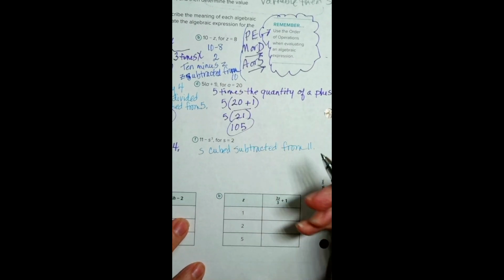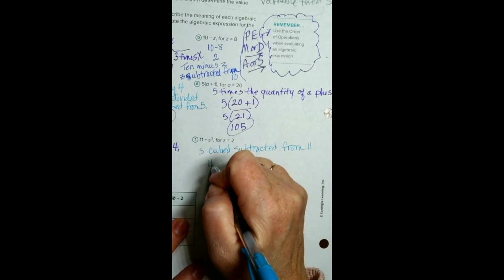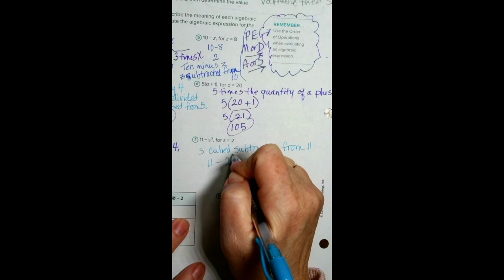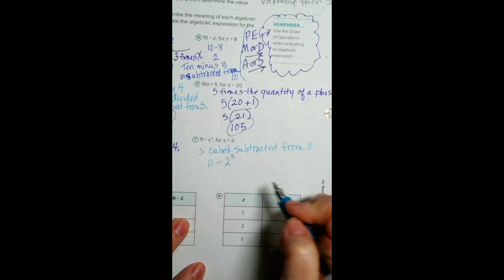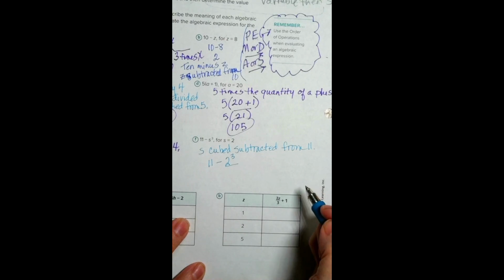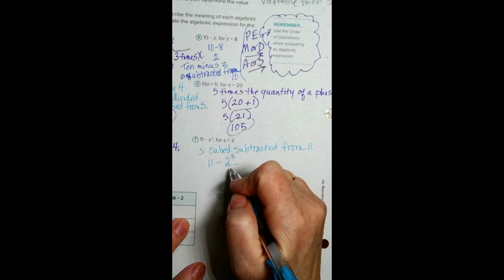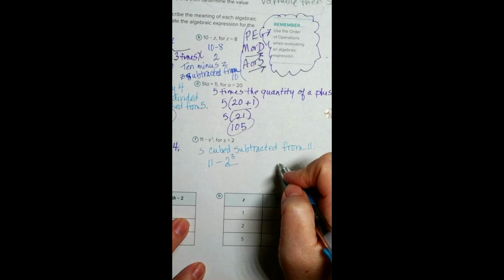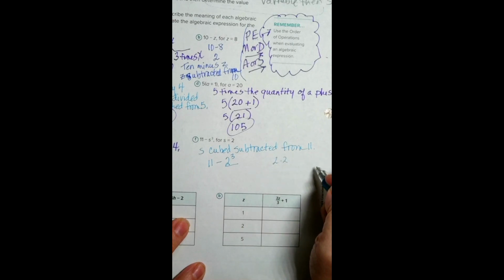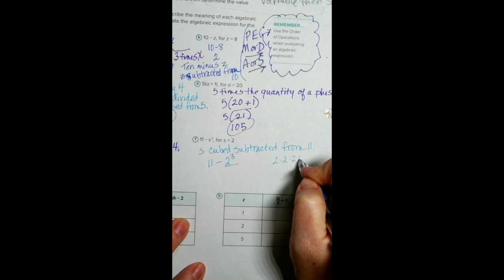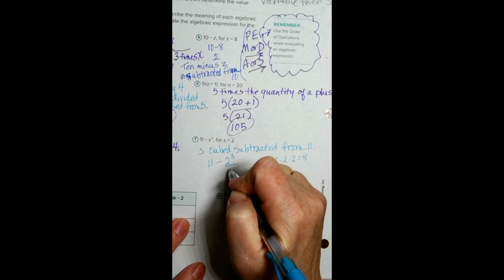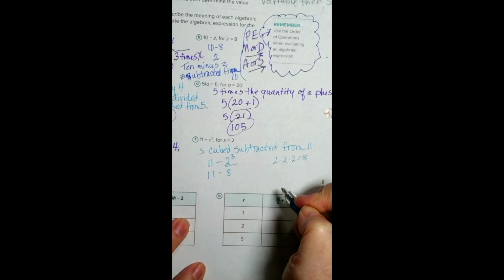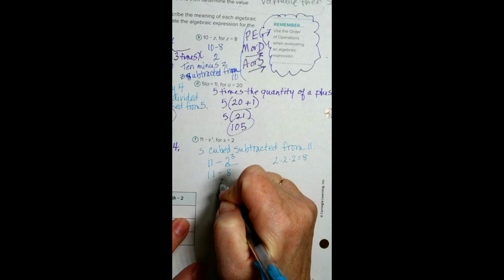And then s equals 2, so 11 minus 2 cubed. Order of exponents says to do the power first. So 2 cubed is 2 times 2 times 2. So 2 times 2 is 4, and 4 times 2 gives us 8. So then we have 11 minus 8, and then we have the value of 3.